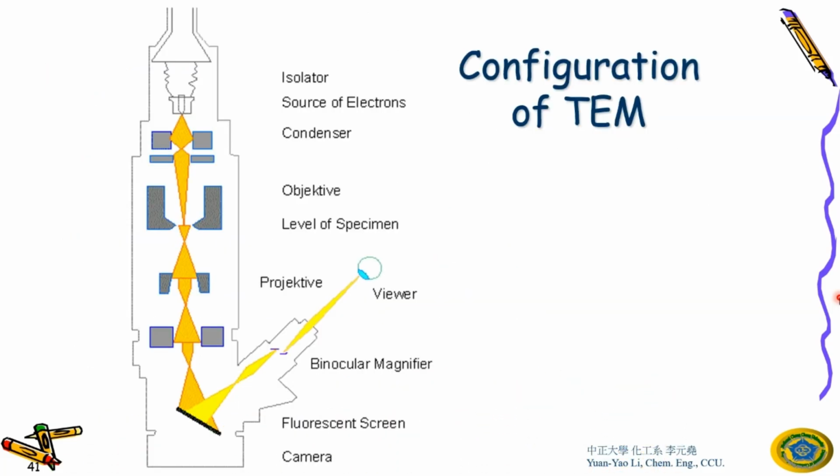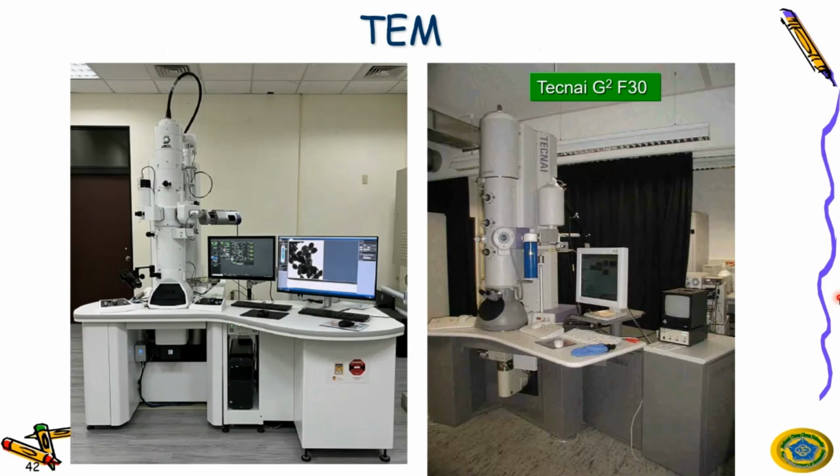Okay, so this is the configuration, and this is how the TEM machine looks. You know, as you can see, the gun is bigger in the TEM machine compared to the gun in the SEM machine. Of course, because the electron beam needs to transmit through this object, so the electron beam requires high energy.